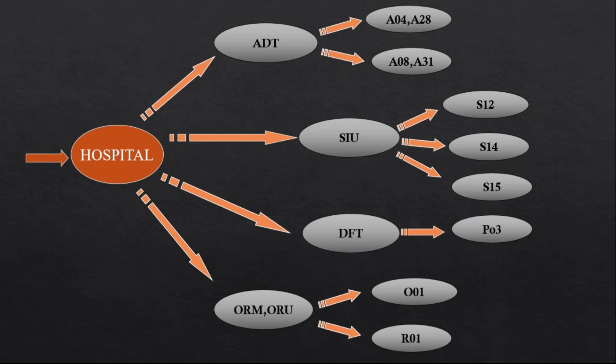We'll be going through each of these message types like ADT, SIU, DFT, ORM, ORU individually, and we'll take a look at what the important fields and segments of an ADT message are. Then next we'll take a look at the important fields and segments of an SIU message. So that will be our learning pattern: we'll start by looking at the individual message types and the important segments and fields of those message types.